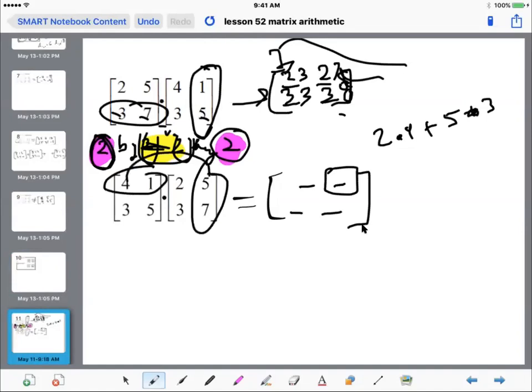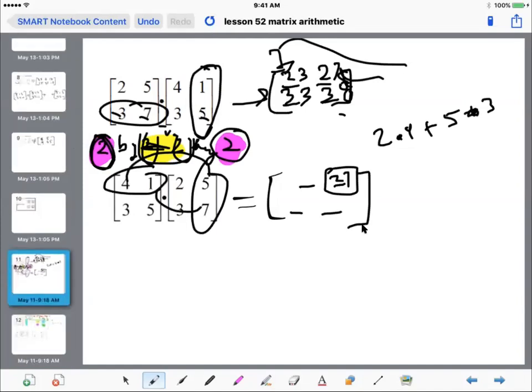4 times 5 is 20. 1 times 7 is 7. 20 plus 7 is 27. And that is how you multiply matrices together.